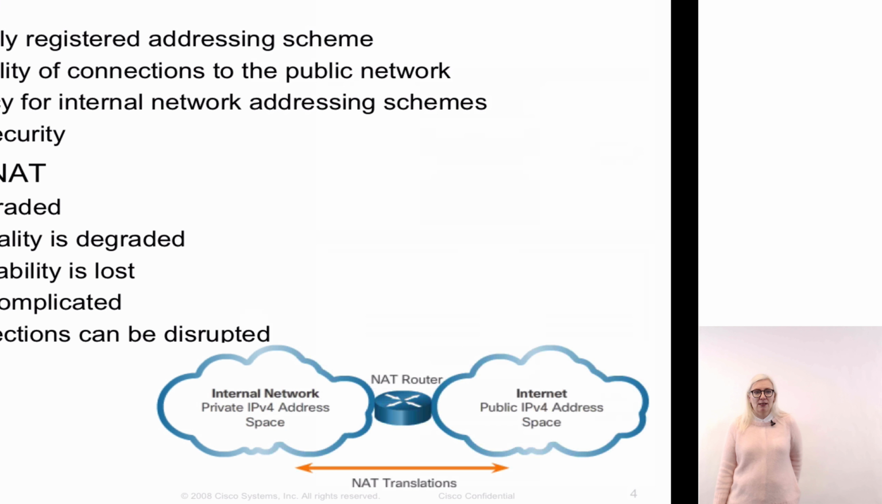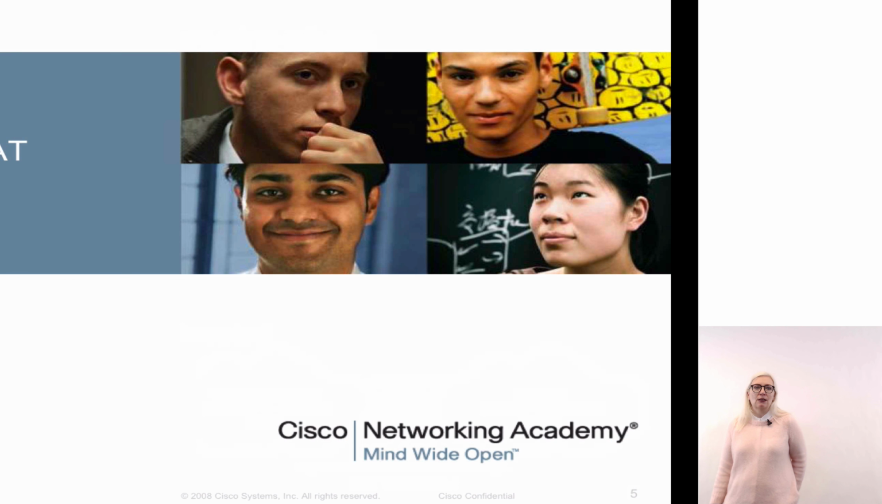The disadvantages is that the performance will be degraded. We do not have the end-to-end traceability anymore, because we don't know how it's translated. Tunneling is a bit more complicated, and initializing TCP connections can be disrupted. So some protocols need the end-to-end traceability and also need to have the initial TCP connection, and we can have some problems with some protocols when we're using that.